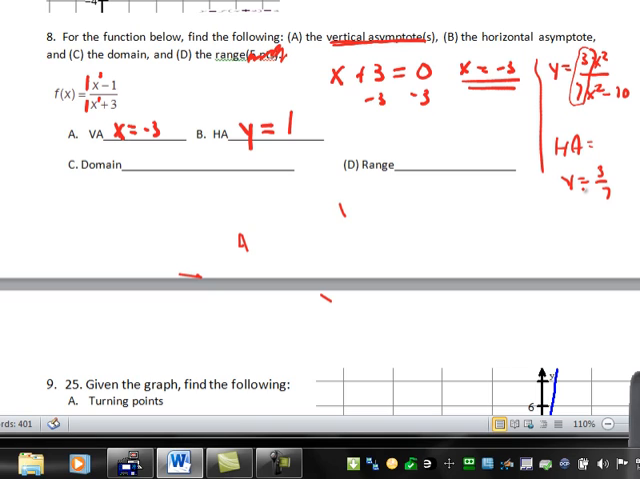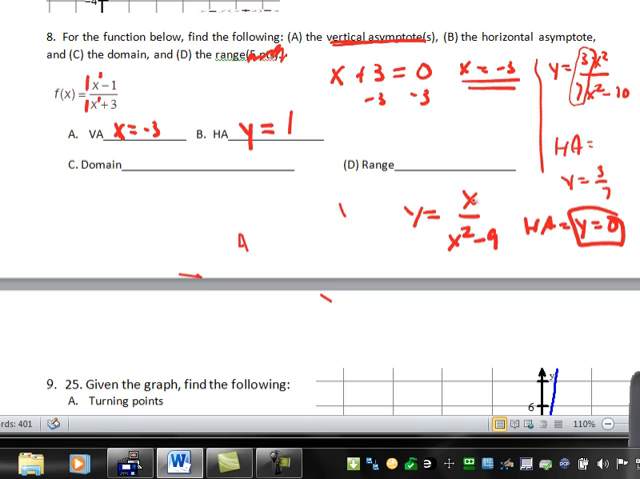Now, if they're different, well, I shouldn't say different. If the bottom has a higher exponent than the top, it's always y equals 0. Okay, so if I had y equals x over x squared minus 9, my horizontal asymptote would be y equals 0. And there's a very good reason why this happens. As x gets bigger and bigger and bigger, the whole thing ends up going to 0. Okay, in both directions in this case.